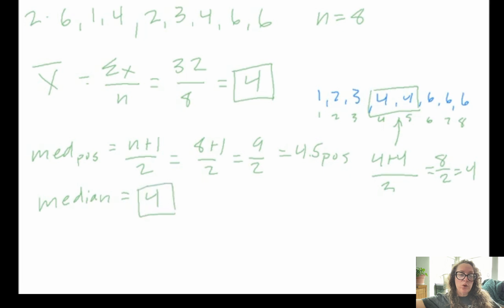And then our mode, lastly, is just the most frequently occurring value. If we take a look at our values here, we have 2 4s, but we have 3 6s. So 6 is the most frequently occurring value. Okay, wonderful. Look at us go.